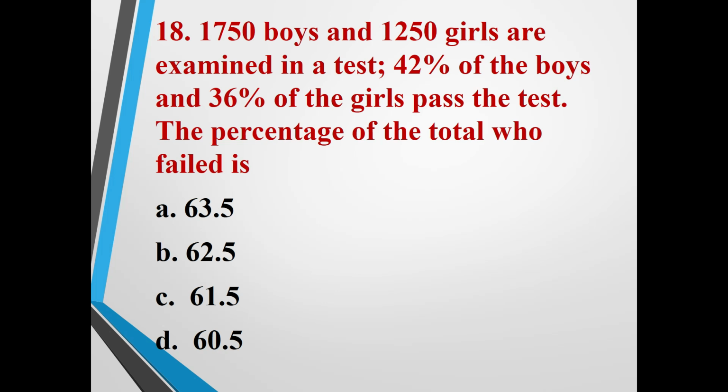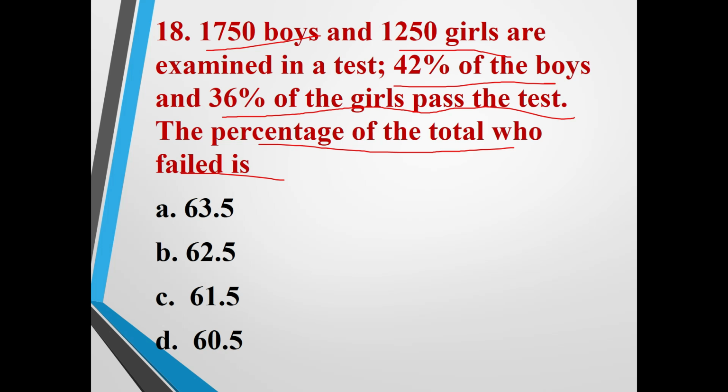Next question. 1750 boys and 1250 girls are examined in a test. So total number of boys is 1750 and total number of girls is 1250. And 42% of the boys and 36% of the girls pass the test. We have to find out the percentage of the total who failed. So in this we have to first find out the total number of students who failed and then we have to take the percentage.